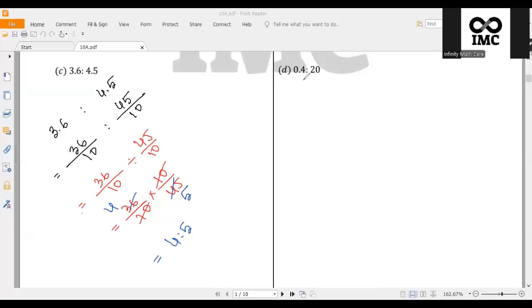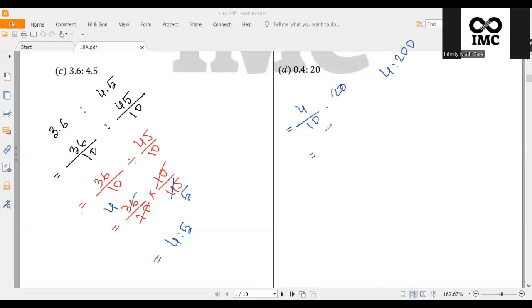Now, question number D, 0.4 is to 20. 0.4 can be written as 4 by 10 is to 20. So we can use this idea. We can just multiply 10 by 20. That is a very easy one. 4 is to 10 times 20 is 200.